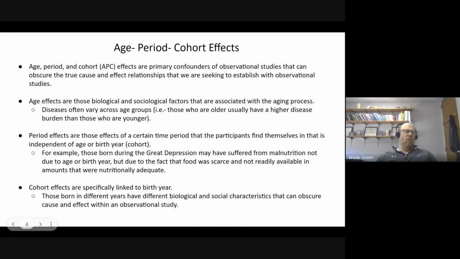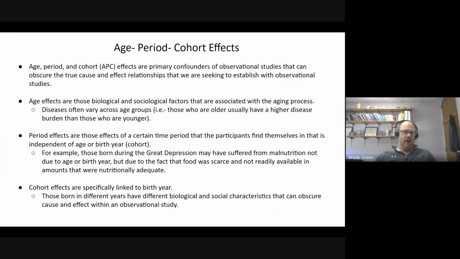Generally, if we want to break these effects out, we define them as either age, period, or cohort effects. These are the primary confounding factors of observational studies that can really obscure the true cause and effect relationship that we're seeking. So age effects are generally biological and sociological factors associated with the aging process. This is very much synonymous with maturation as a threat in a lot of our experimental designs. In an example here, as all of us get older, the chances that we will develop some sort of condition or generally be less healthy are higher by and large.